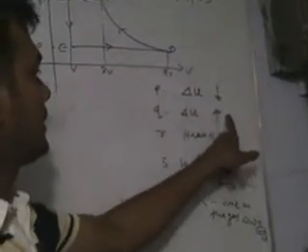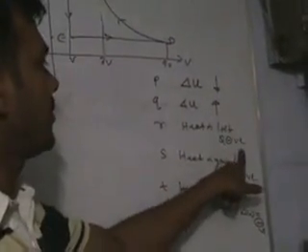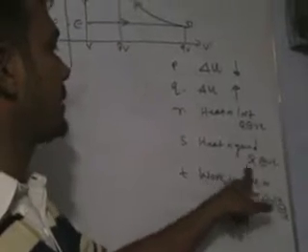And these are the options P, Q, R, S, and we need to match A according to what will happen, and B according to what will happen. I have shown delta U decreasing with this sign, and this one is increasing. Heat is lost is denoted by Q equal to negative, and heat gained by Q equal to positive. Work is done on the gas, delta W is negative.